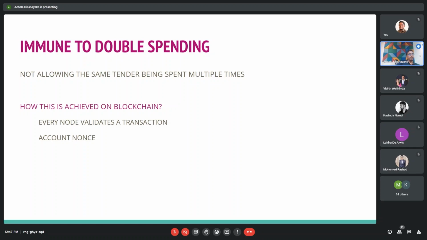Each and every node maintains the ledger, and they sync with each other, and that's how they keep it up to date. And whenever new transactions come to them, they validate whether it was actually from the account's owner. I mean, whether it's signed properly, and whether that account has enough money to spend this amount. And then the other check is the account nonce.